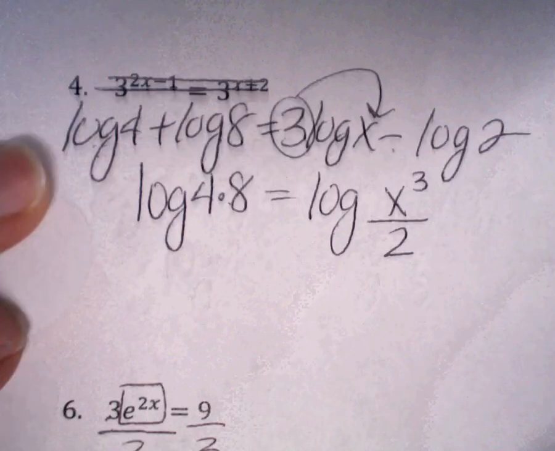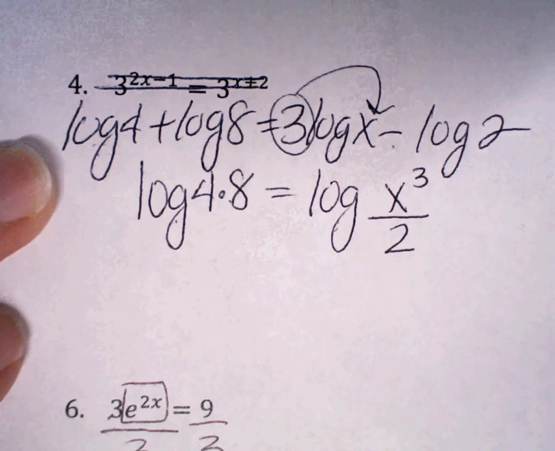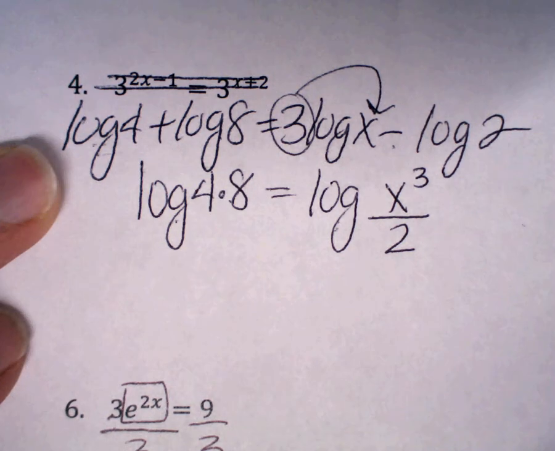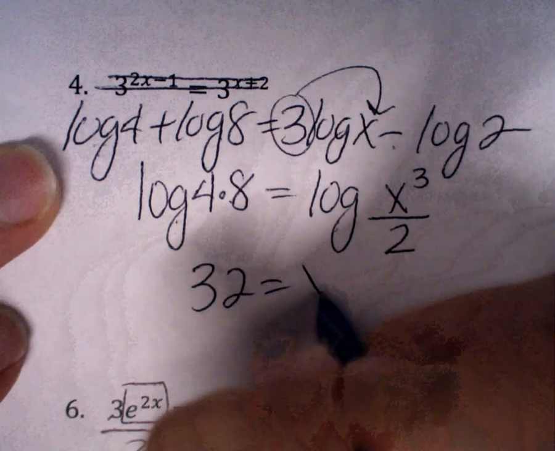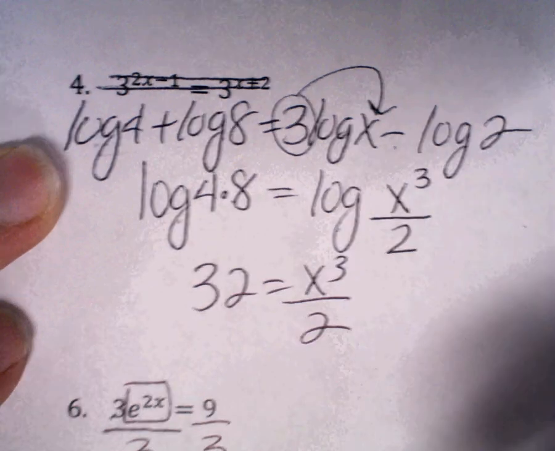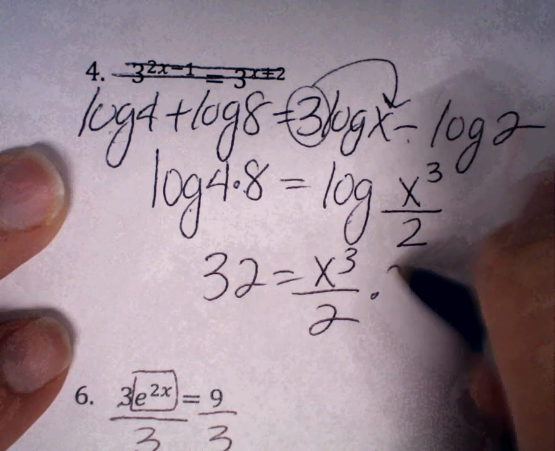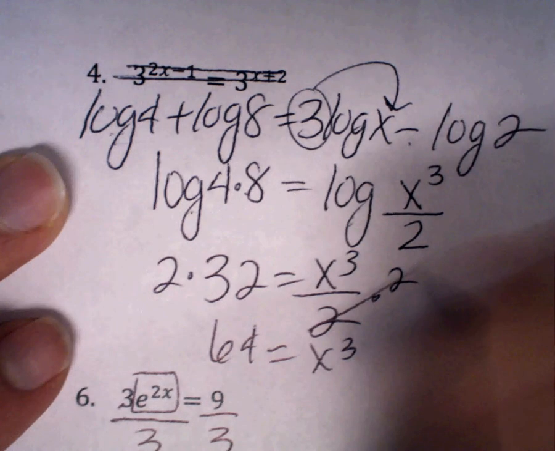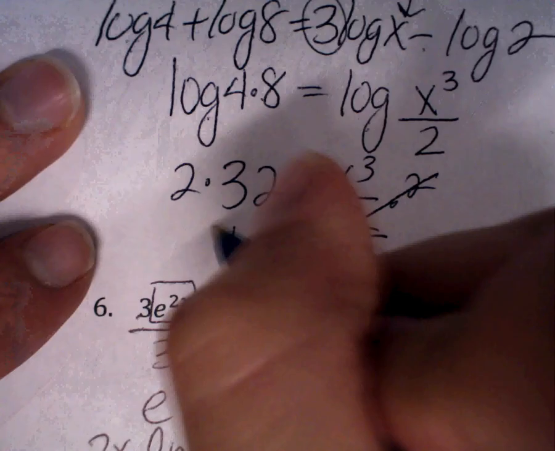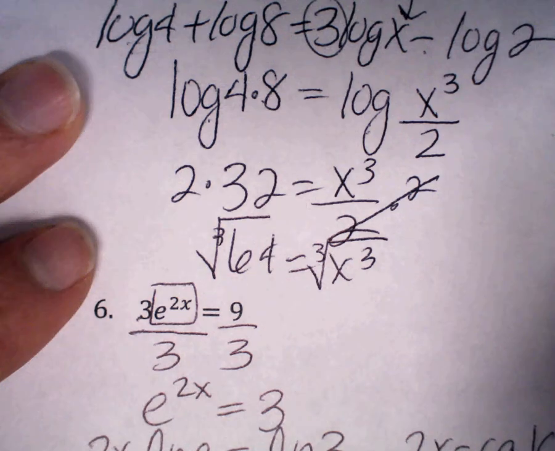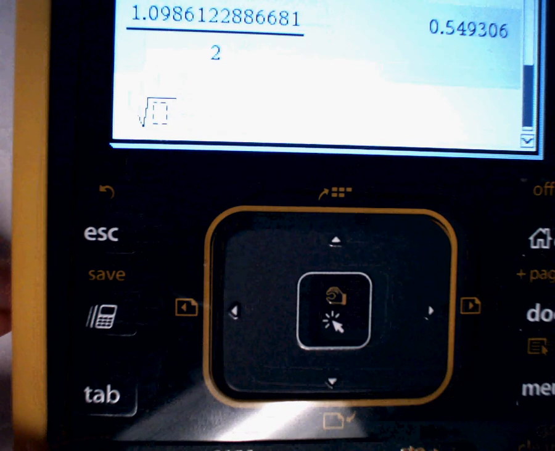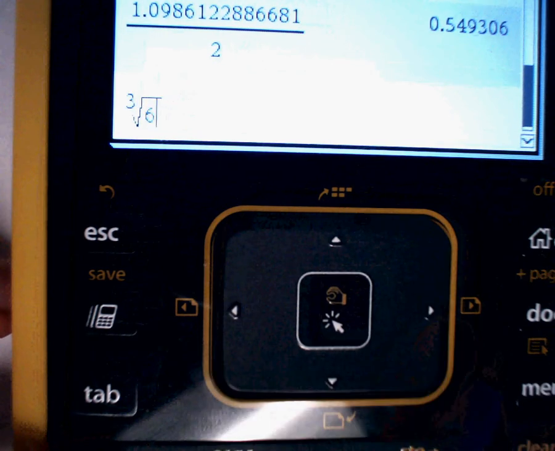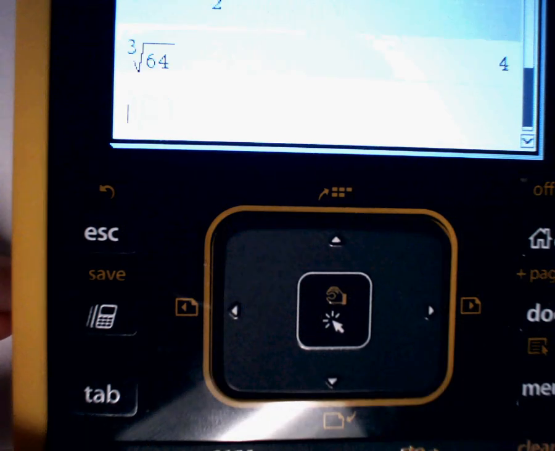Now, since I have a log on both sides, I can drop them and solve them. So I have 32 equals x to the third over 2. I'm going to finish solving this, so multiply by 2. 64 equals x to the third. And then this is called not a square root, but you're going to cube root both sides. And in the calculator, the way it looks, you do control and then this little symbol like this, type 3, type 64, and that's how you figure that out.